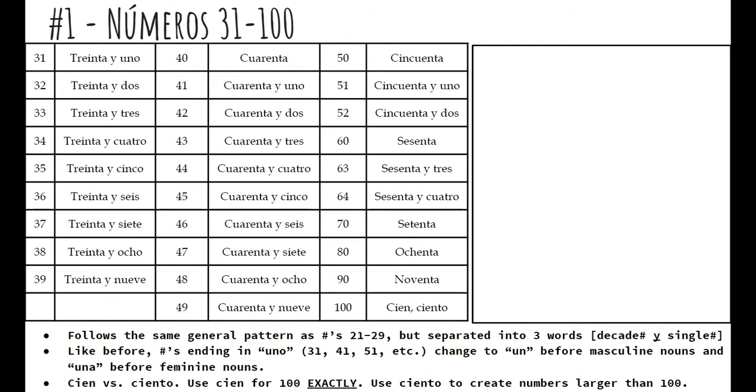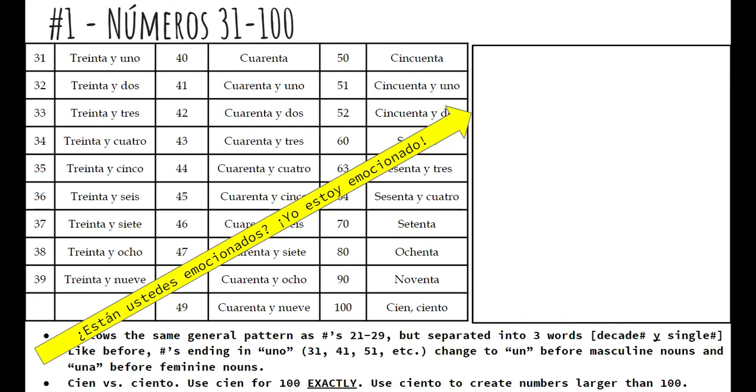And also you'll see 100, you have cien and you have ciento. So they use cien for 100 exactly. Once it's bigger than 100, they will switch to ciento. So cien is only used in one case, when it's 100 exactly. 101, ciento uno. So it's just for 100 exactly.